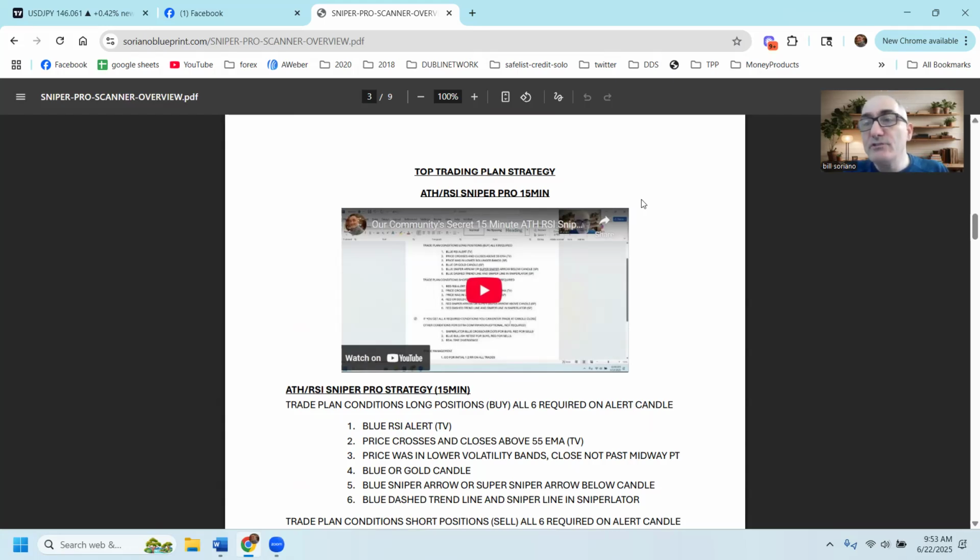It's using our community's proprietary indicator, which is called the ATH-RSI crossover arrow indicator. It was created by the leader of our community, Michael Angel Martin. He's a great guy and he created this for us, and it just works perfectly with Sniper Pro and these six conditions that have to exist for you to take a trade.